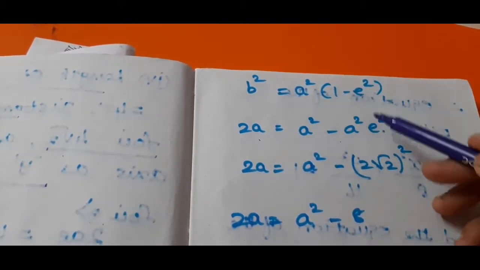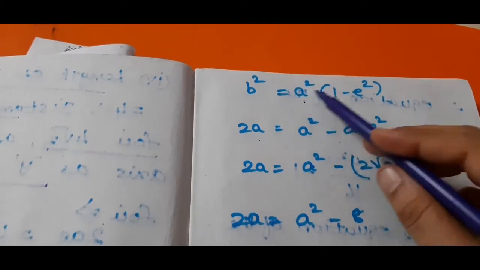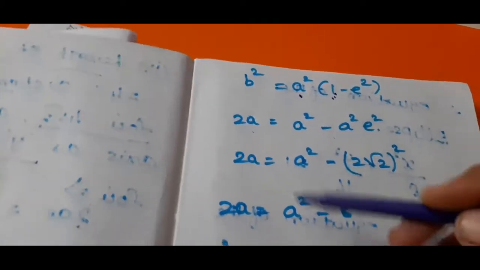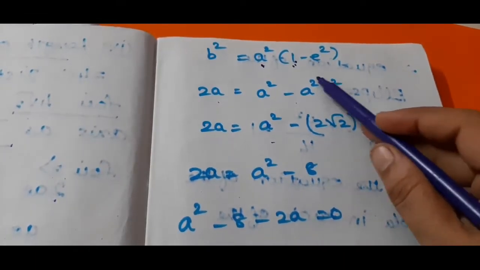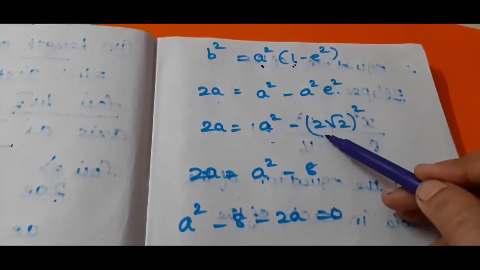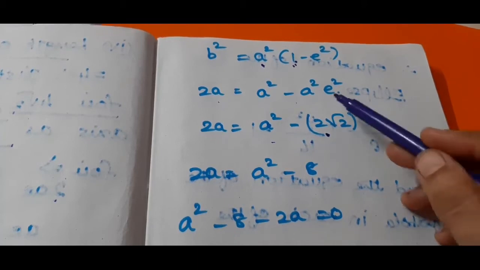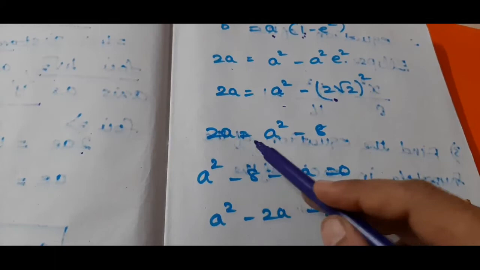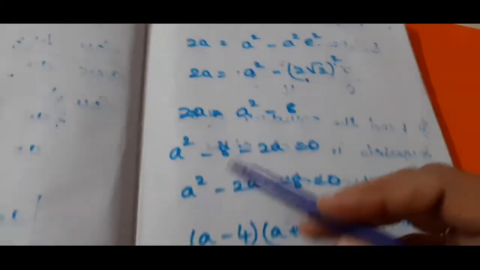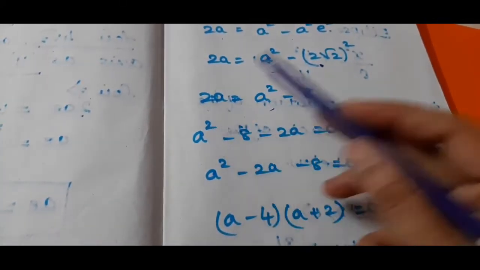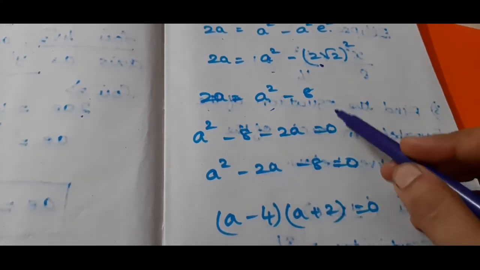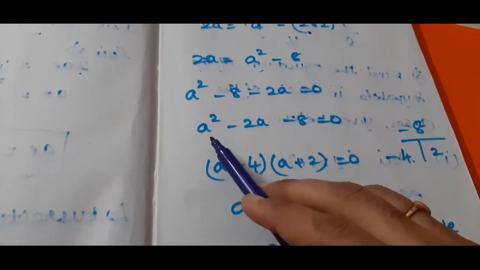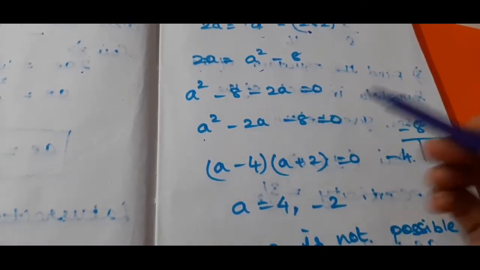a square into 1 minus e square. I just want to multiply a square with this term and this term. So a square minus a square e square. I know the ae answer, that is 2 root 2, so a square e square means 2 root 2 whole square. That is 2a is equal to a square minus 8. So I can take this 2a to this side. This will be minus. So I can form a quadratic equation in a. That is a square minus 2a minus 8 is equal to 0.